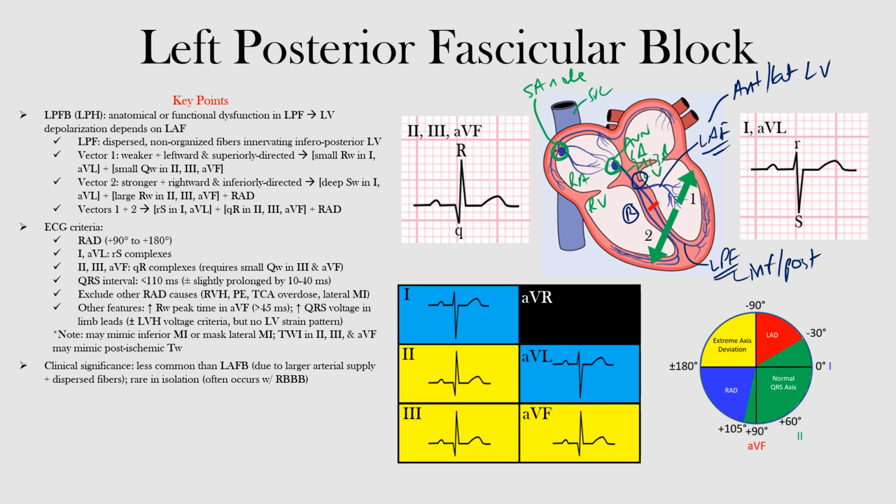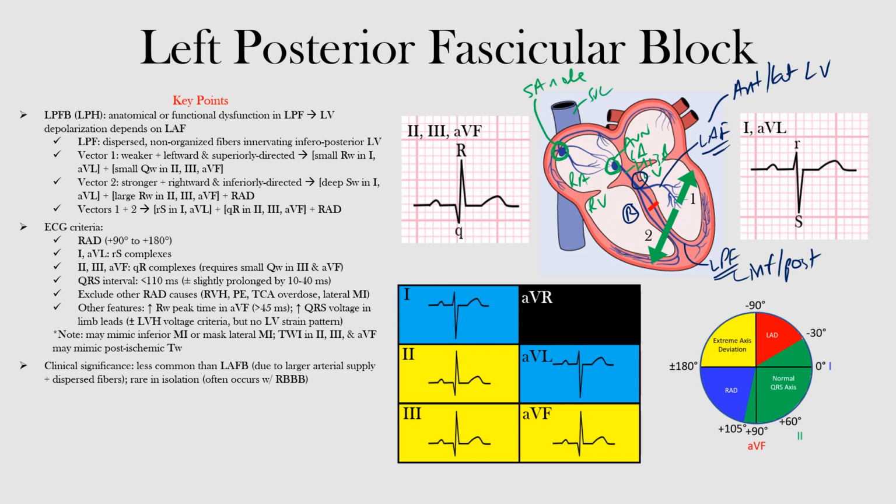The term fascicular block or hemiblock refers to an anatomical or functional dysfunction in one of these fascicles. In other words, the conduction block of the left anterior fascicle is referred to as a left anterior fascicular block, sometimes referred to as a left anterior hemiblock. And then we have a conduction block in the left posterior fascicle, which we call a left posterior fascicular block or left posterior hemiblock. Hopefully those make sense.